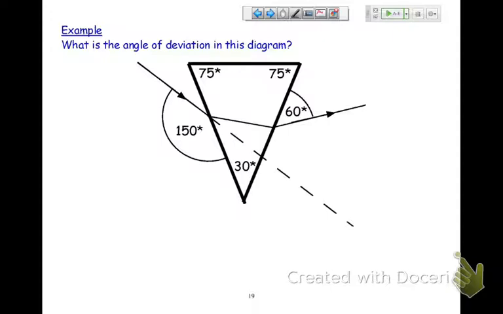So this was one of the questions in the back of the book, and I kind of liked it, because it makes you look at geometry again. What it says is, what's the angle of deviation? I give you the incoming ray angle, I give you the angles in the prism, I give you the outgoing ray angle, and I want to find the angle of deviation.